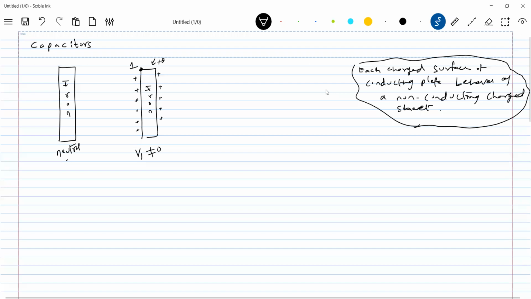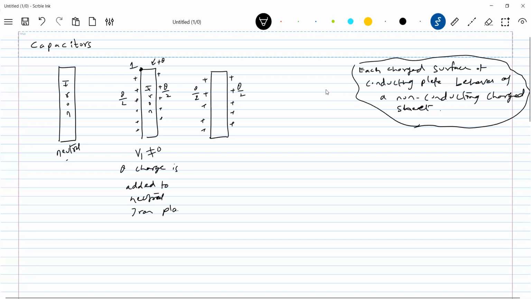If I want to add more charge to it, I have to do work to add a charge to the same plate. The same plate already has a charge q. After adding charge, say q by 2, the charge Q is added to the neutral iron plate. Now, this was having potential V1.